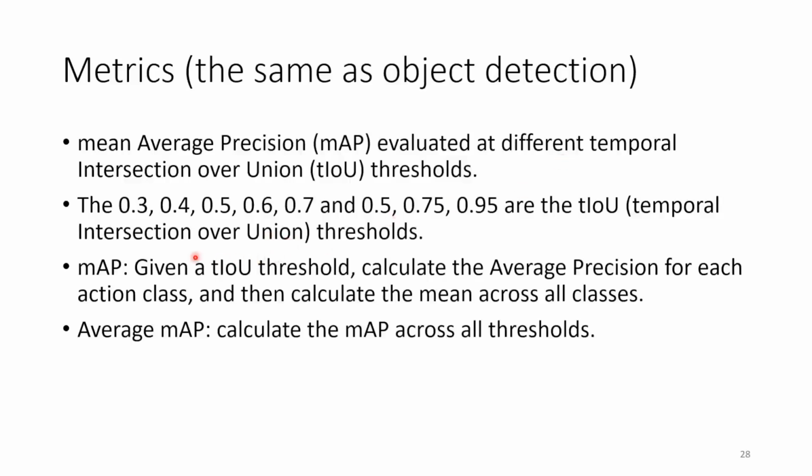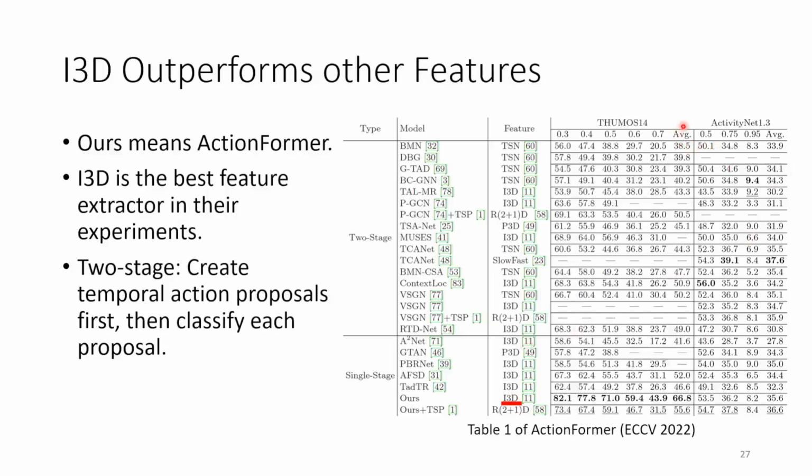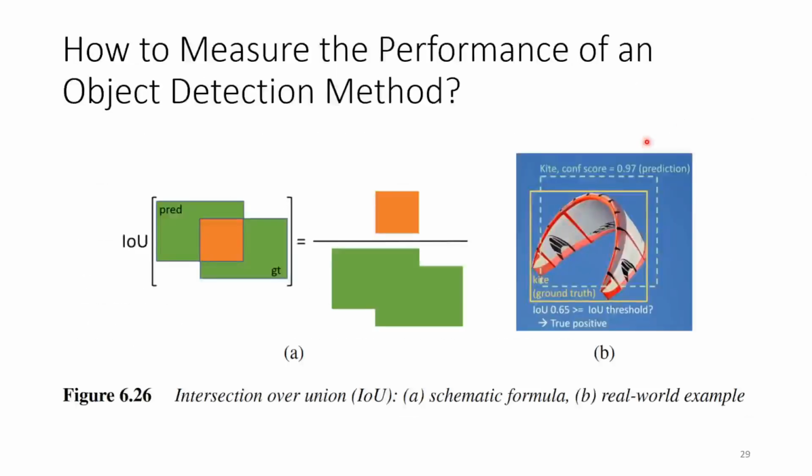And when you have several thresholds starting from 0.3, you can calculate the mean average precision for each threshold, and then you get the average. The average is just the average of the 5 numbers here. So what are IOU and TIOU?